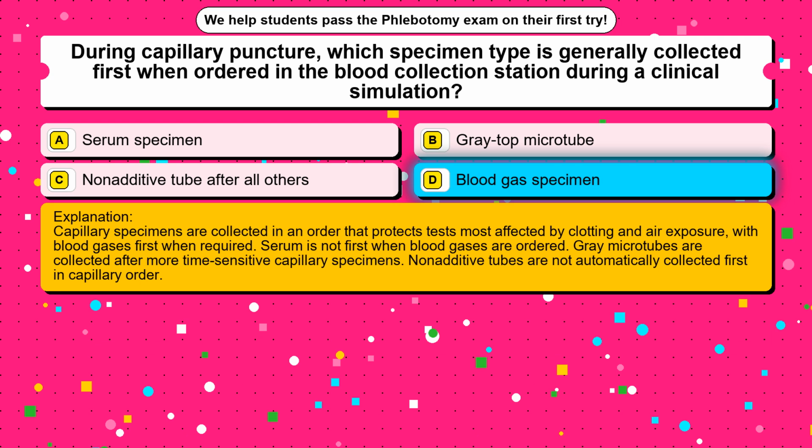Capillary specimens are collected in an order that protects tests most affected by clotting and air exposure, with blood gases first when required. Serum is not first when blood gases are ordered. Gray microtubes are collected after more time-sensitive capillary specimens. Non-additive tubes are not automatically collected first in capillary order.